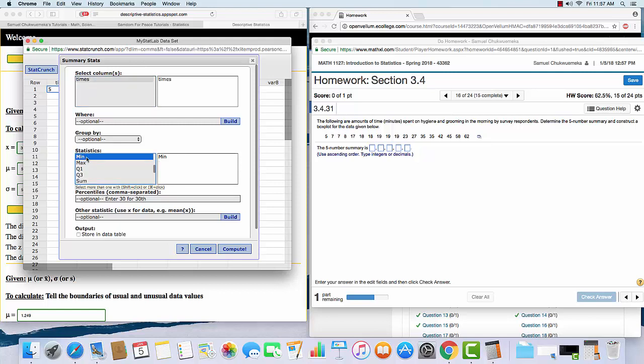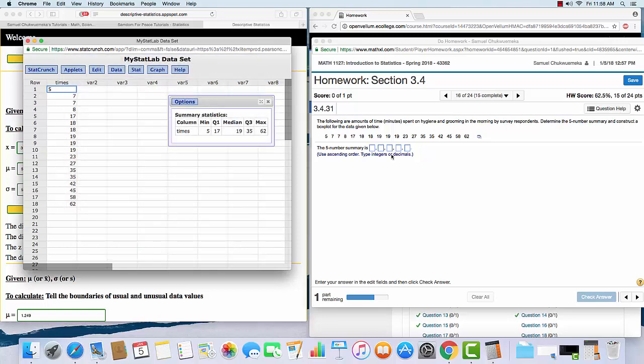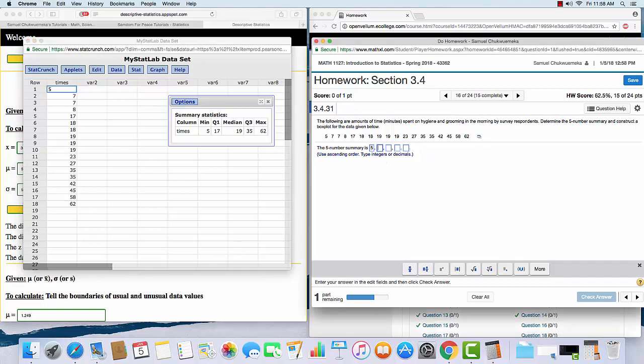So we have the minimum. You hold the shift key or the command key to make multiple selections. So we have the minimum, the first quartile, then the median, then the third quartile, and then the maximum. Compute. So I have here 5, 17, 19, 35, and 62.